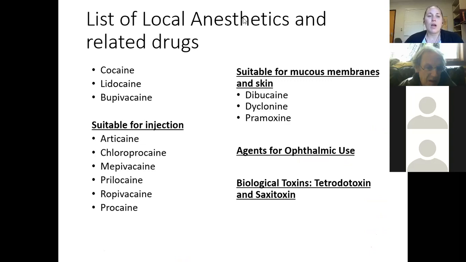Okay, so this is probably the part of the presentation that folks may not get excited about, but this is where we're actually going to go into the laundry list of drugs. We'll be talking about cocaine, lidocaine, bupivacaine, and then also talking specifically about local anesthetics that are suitable for injection, some that are suitable for mucous membranes, agents that we use for ophthalmic use, and then finishing up talking about biological toxins. It's interesting to note that there are different local anesthetics that are appropriate based on where they're being applied and how they're being used. We'll talk about the pluses and minuses of each one of those.